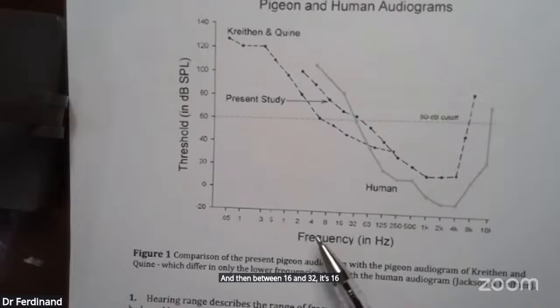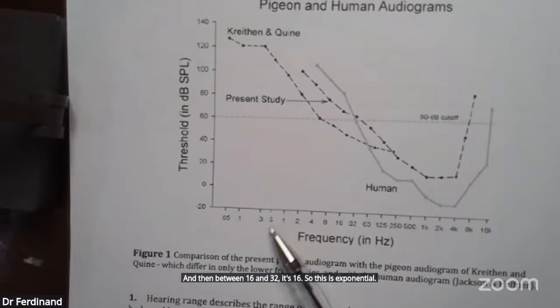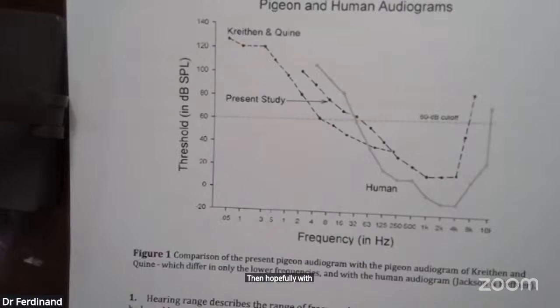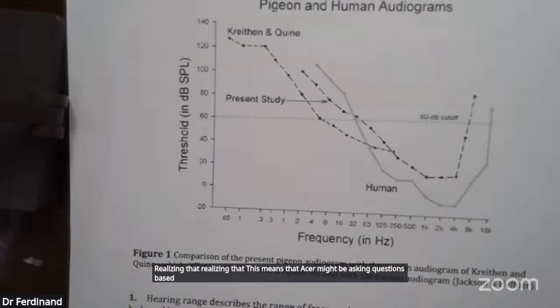So this is exponential. Some people might say the scale is exponential, but often it's said to be logarithmic because they are both related to each other. So when you see that the intervals are changing, then hopefully with time, you have an alarm in your brain, realizing that this means that Acer might be asking questions based on your understanding or acknowledgement that these things are changing.